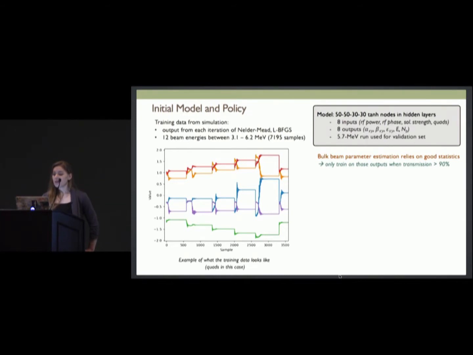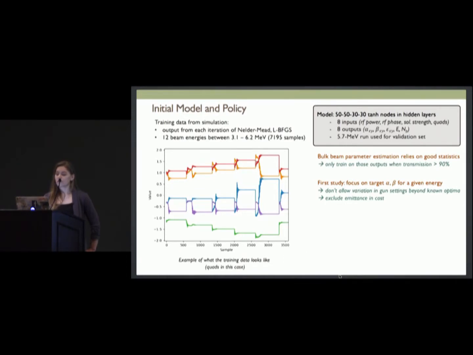So then the model was just a simple feed-forward network with 4 hidden layers, 8 inputs, 8 outputs, and we, again, held out one set of the optimized energy ranges for the validation. And then there's a little nuance here, which is that because all of the beam parameters are being estimated based on just this cloud of particles that we have, those estimates are only valid when you have good transmission. So we only update those outputs when the transmission is above 90%.